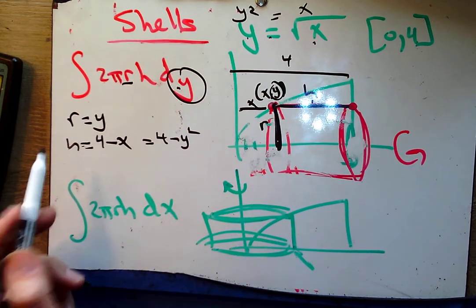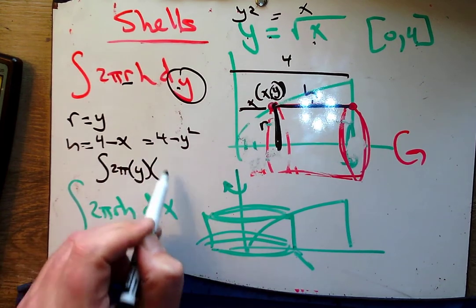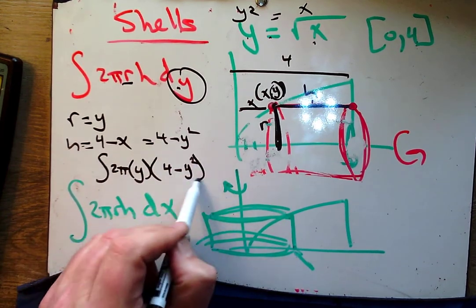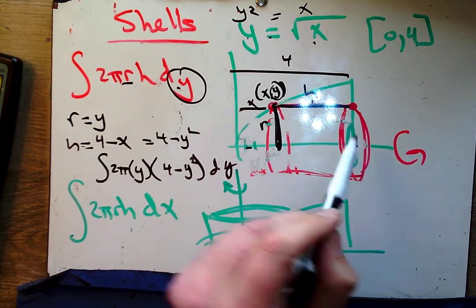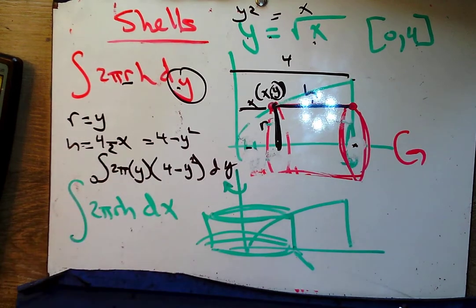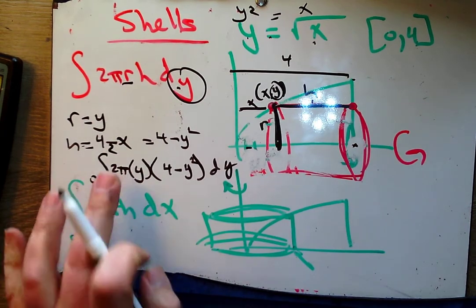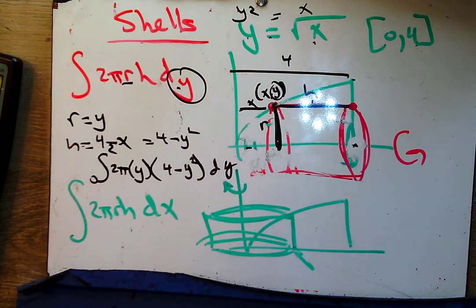So what integral do I write? I write 2 pi y times 4 minus y squared dy. And I'm integrating not from 0 to 4, but from 0 to 2. I would pull the constant out, I would distribute the y, and then I would find the antiderivative. Okay? Just want to focus on this setup right now.